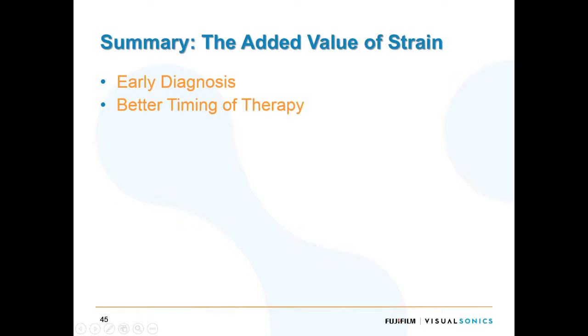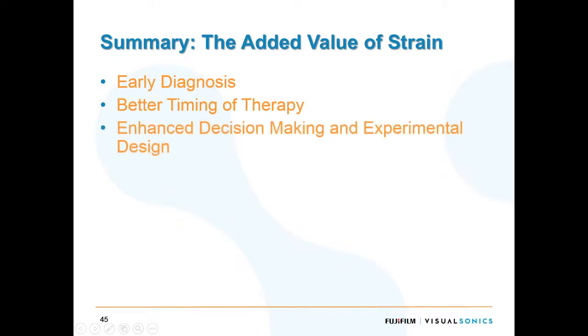So if you're doing something that is supposed to ameliorate a decrease in ejection fraction, well, if your EF has already gone down by 20 points or 20%, then perhaps it's too late for the therapy to be effective. So you could have better timing of therapy. And it also helps inform your decision-making and your experimental design, because you can start things earlier or later. It's just an early indicator of dysfunction, which can help you design your experiments. And hopefully this all can lead to better outcomes and better data.